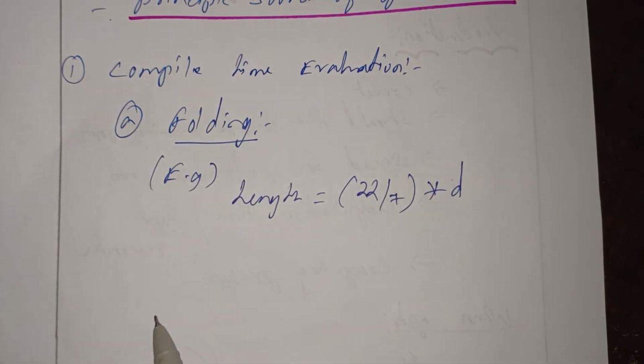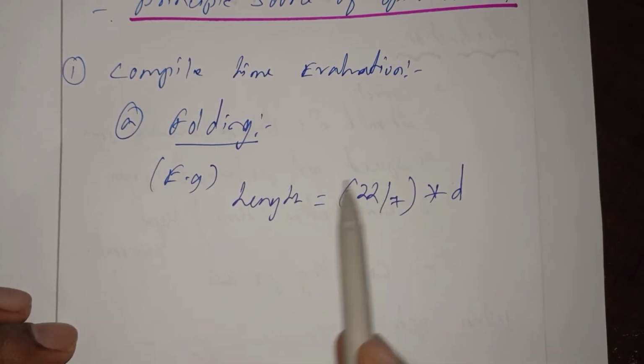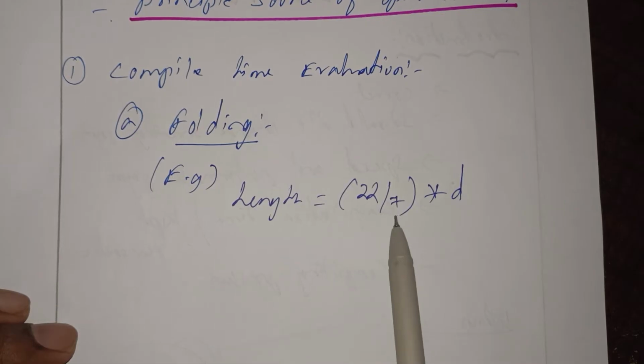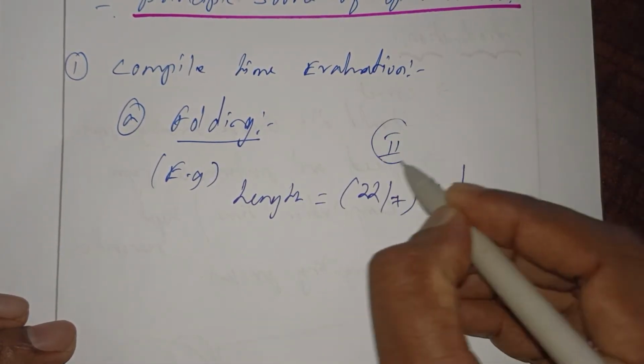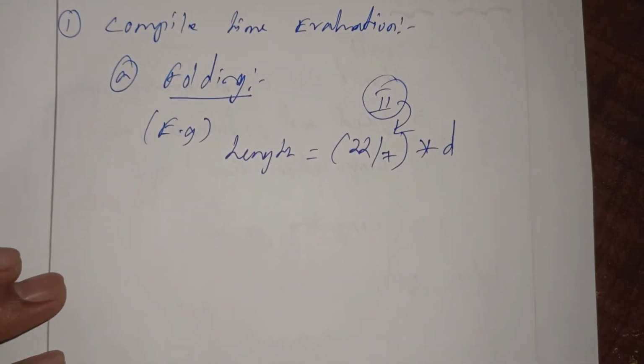Instead of at execution time, the process is done at compile time to produce this value, that is, 22 divided by 7, which is 3.14. We used to call it the pi value. So here is the process.